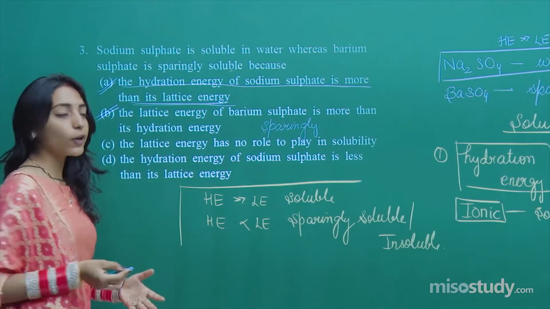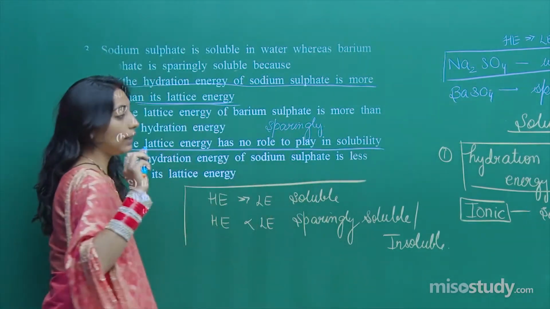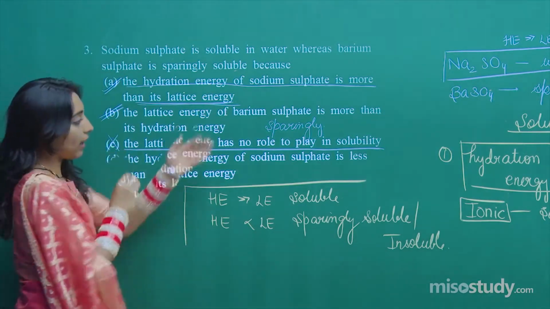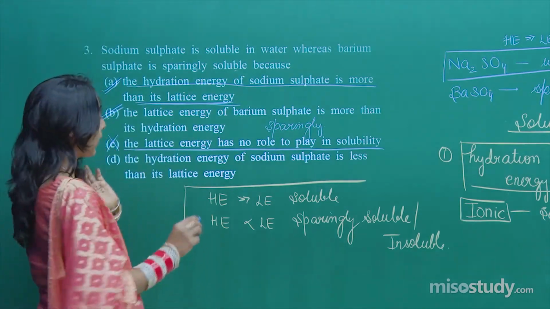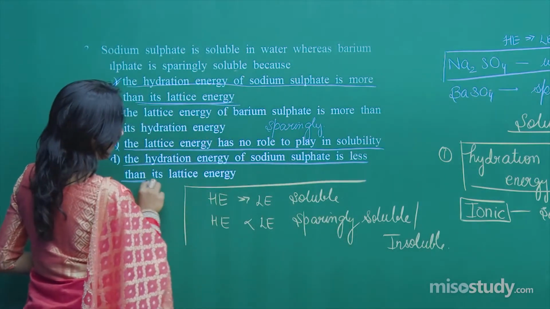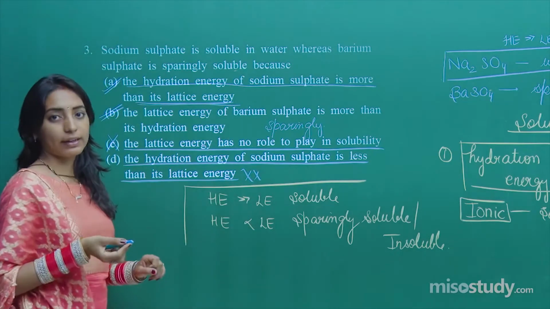Let's read out the third option. The lattice energy has no role to play in solubility. This is the worst option I could see, because I have explained the entire role here, so it has a role to play. Fourth is the hydration energy of sodium sulfate is less than its lattice energy. No, it's just the opposite of the first factor.